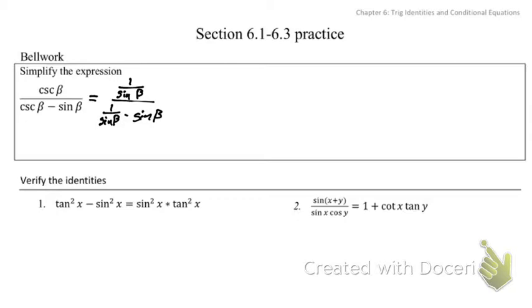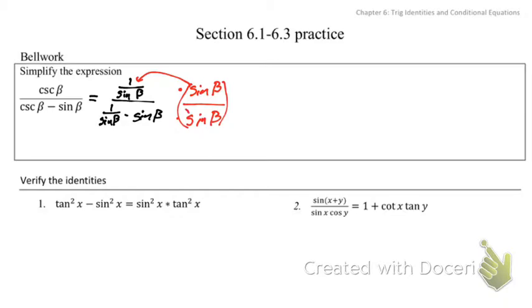And now, like I've said almost every single day, you need to get rid of fractions. You can't have fractions in the numerator. You can't have fractions in the denominator. And what's going to get rid of both of them is you're going to multiply the top by sine of beta over sine of beta. That's multiplying by 1. That's getting rid of fractions.